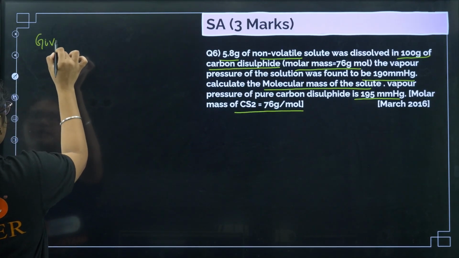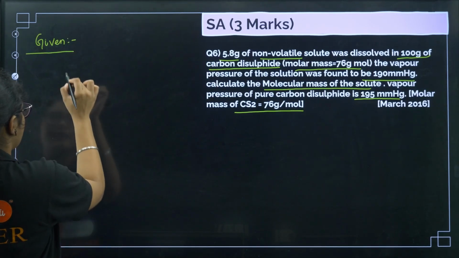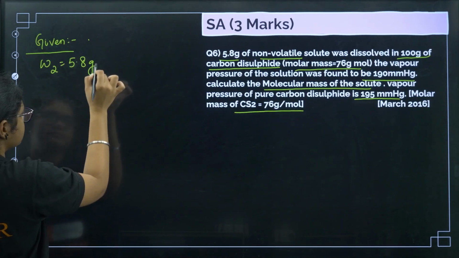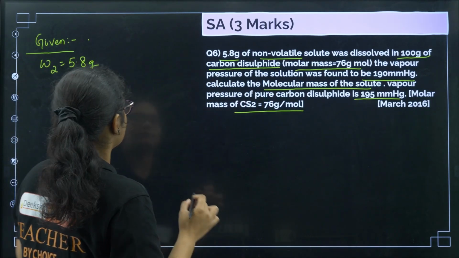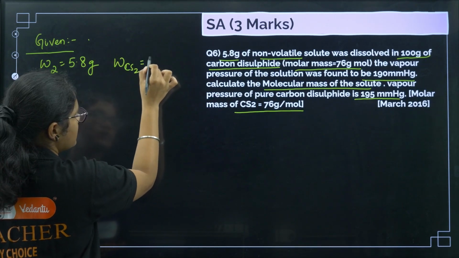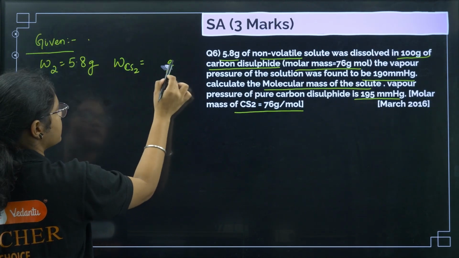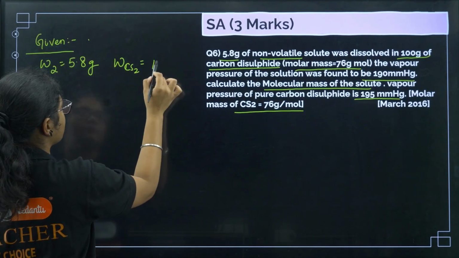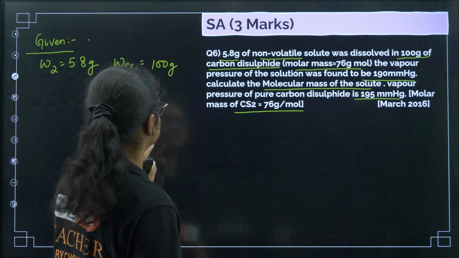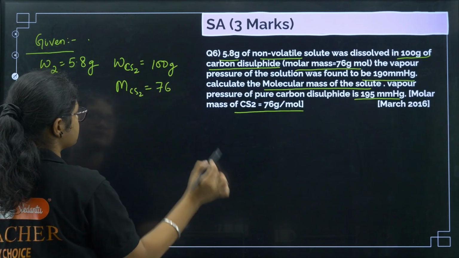First we'll write the given data. Non-volatile solute 5.8 gram, so W2 is 5.8 grams. It was dissolved in 100 gram of CS2, so W1, that is your mass of the solvent, is 100 gram of CS2. Molar mass is 76, so M of CS2 is 76.